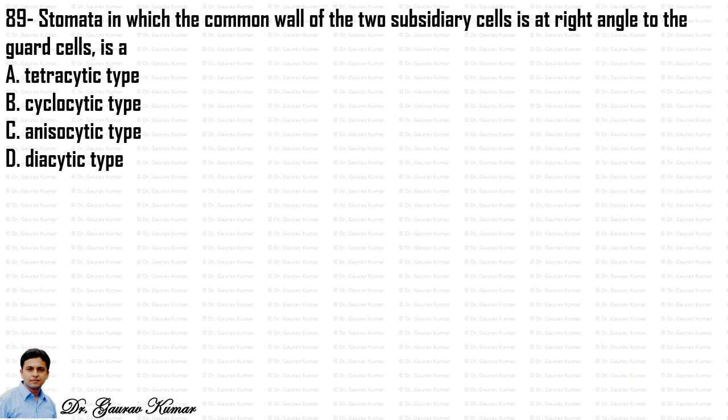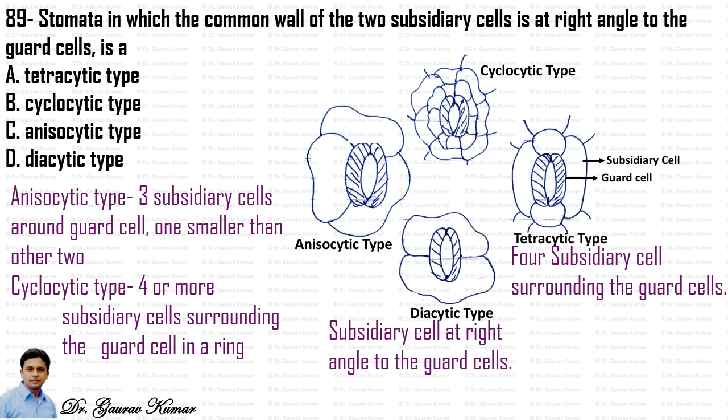Next question, stomata in which the common wall of the two subsidiary cells is at right angle to the guard cells is called. So these are the four stomata types which are our options. So you can see that on the left hand side is the anisocytic type, in which the three subsidiary cells surround the guard cell and one subsidiary cell is smaller than the other two.